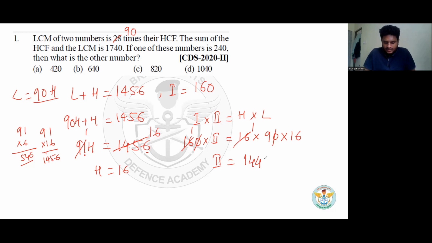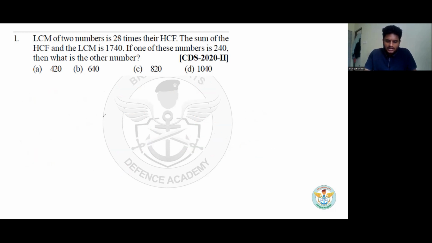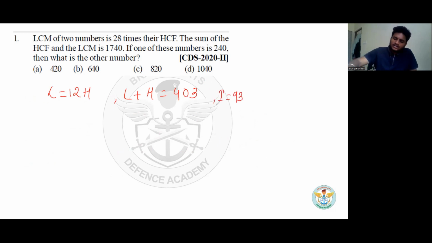And then we had a very similar sum in the next year as well. We had this in 14, and next year itself, 2015 probably, we had one more thing. Very similar. Can you solve that at least? If you have copied this down, we'll move further. LCM of two numbers is 12 times their HCF. Now instead of giving it as 28, they are giving it as 12. The sum of LCM and HCF is 403. One of the numbers is given as 93. Find the other. Solve at least this.